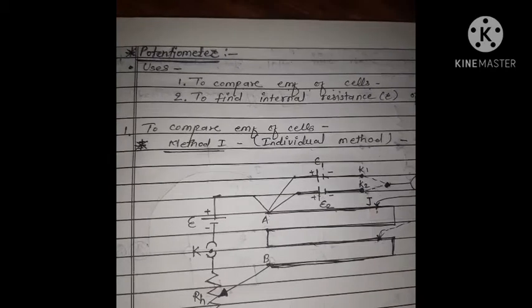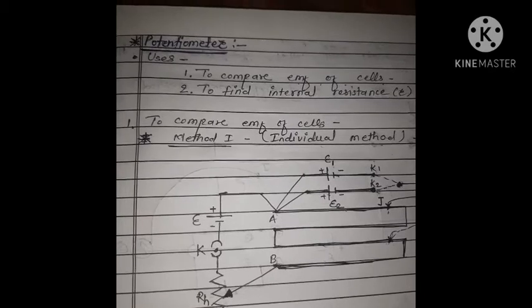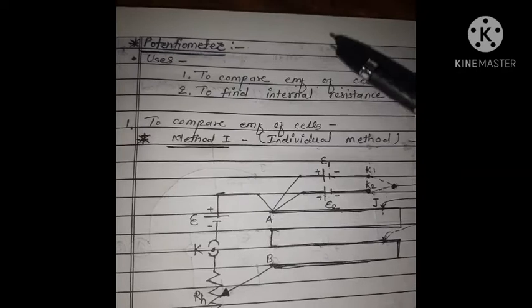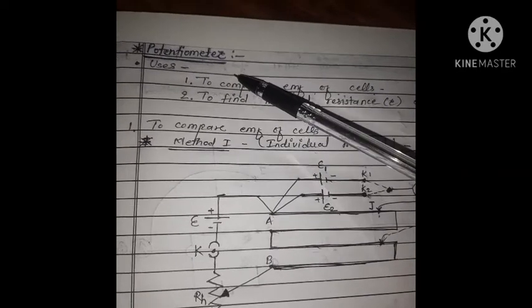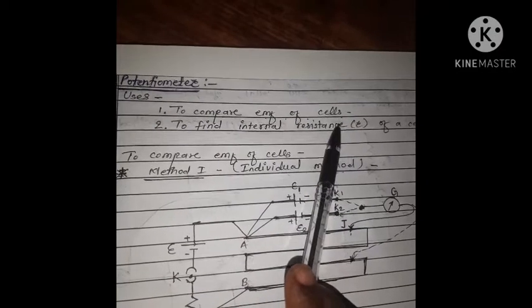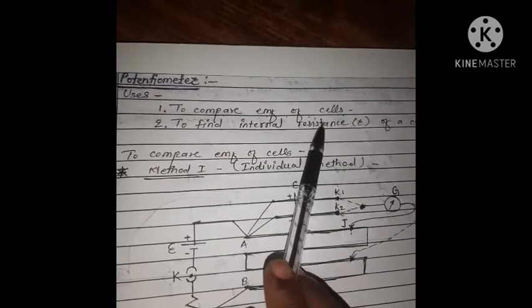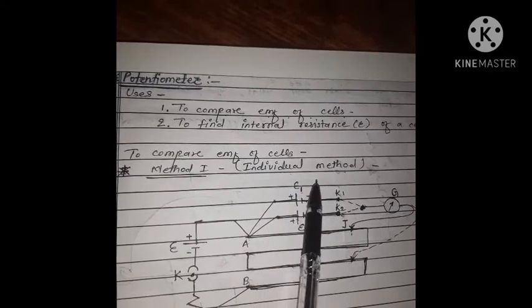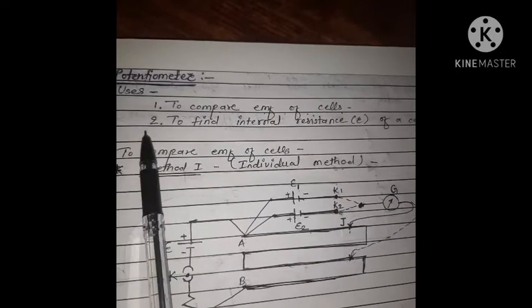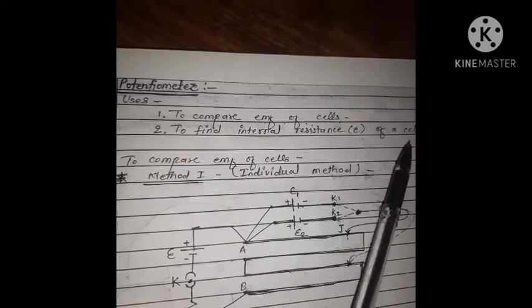Hello students. In the ninth topic we have seen applications of potentiometer. In that we have seen two applications. One is to compare the EMF of cells by two different methods: one is the individual method and the other is the sum and difference method. And the second application is to find the internal resistance of a cell.